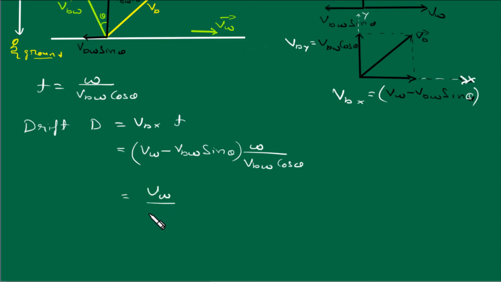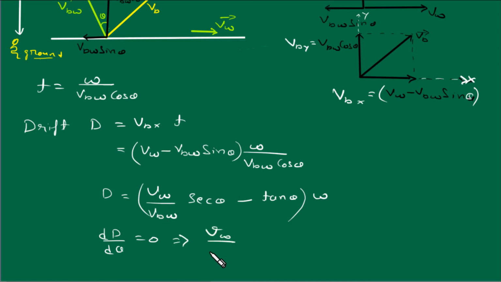VW minus VBW sin theta, and if I take cos theta to the numerator, we will get sec theta, minus VBW will be cancelled, and we will get tan theta only, and on the outside there is w, that's constant. This is drift. Now we can see that drift is depending on theta, so let's differentiate D by d theta, because we know that drift will be maximum or minimum only when dD by d theta will be 0.